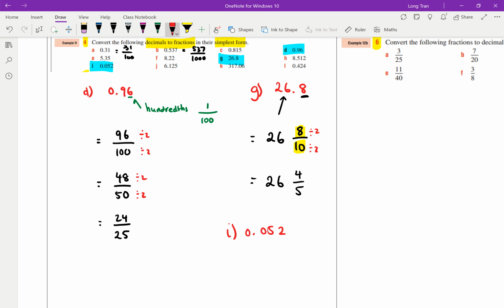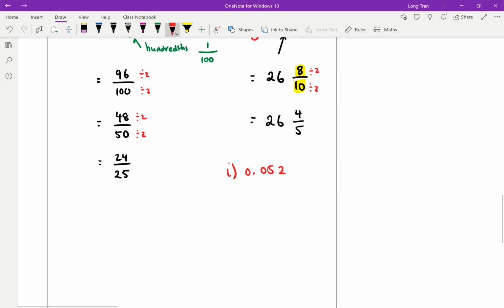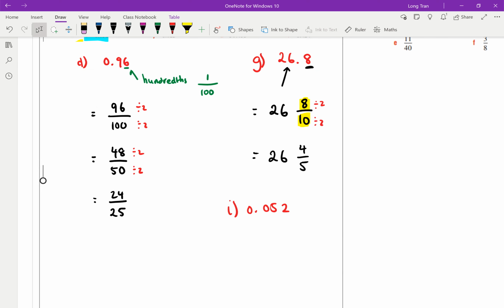0.052. Read the place values. Here we go. Looking at the last place value, I've got a 2. What place value is the 2? Not hundreds. Be careful. This is your tenths. Hundreds is here. Thousandths. Now thousandths, I've got 52 thousandths.